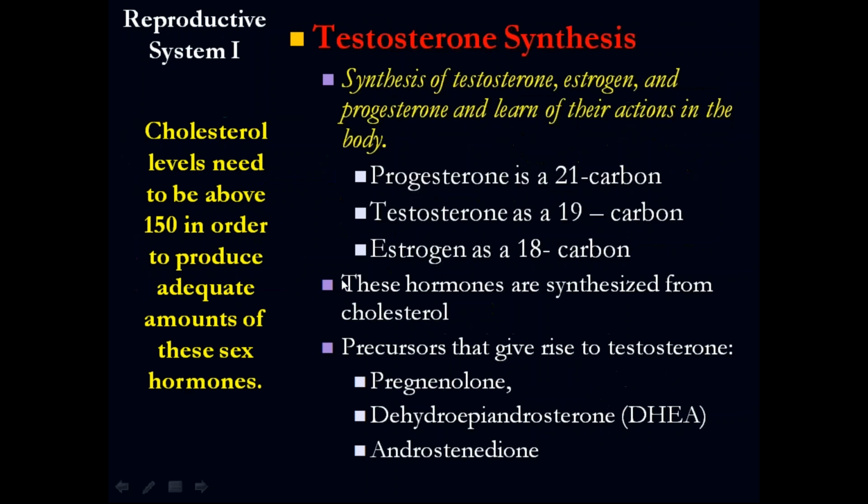So that is DHT. Okay, as we already said, cholesterol levels need to be above 150. The normal value of cholesterol in blood should be less than 200. More than 200 milligrams per deciliter means that you have hypercholesterolemia. You don't want that. But you need a minimum amount of cholesterol to effectively produce the sex hormones. That should be above 150 milligrams per deciliter. Okay, so that is about this part.